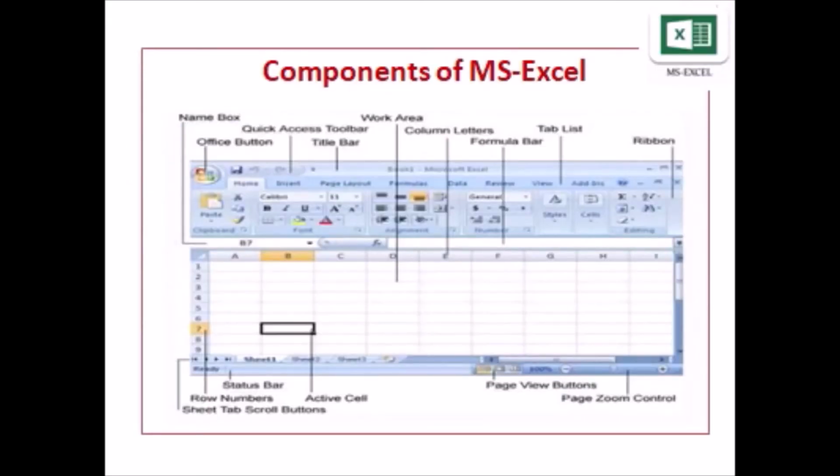These are the components of MS Excel. It contains name box, office button, quick access toolbar, title bar, work area where the cells will be present, column letters, formula bar, tab list and the ribbon. And also it contains the sheet tab scroll buttons, row numbers, status bar, active cell, the page view button, and page zoom control.